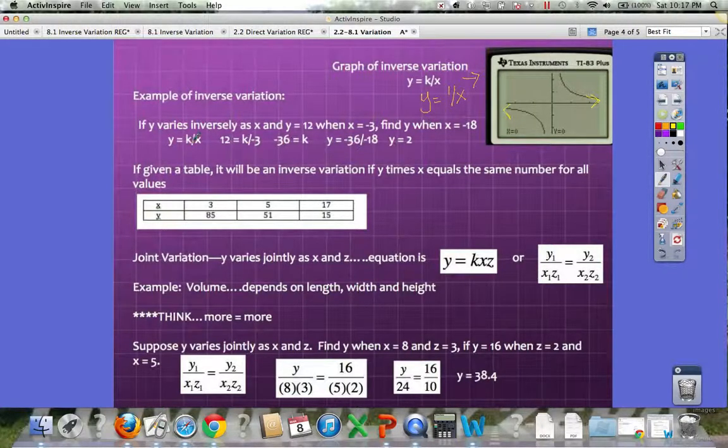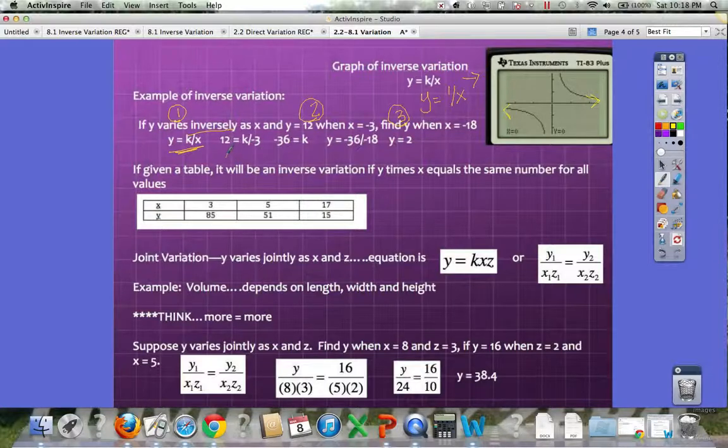All right, so an example of inverse would be like if y varies inversely as x, y is 12 when x is -3, find y when x is -18. Again, you will determine in 3 parts. 1, the formula you're going to use. 2, the second information to find k. And 3, plug in to find your final answer. So my formula for inverse is y is equal to k divided by x.